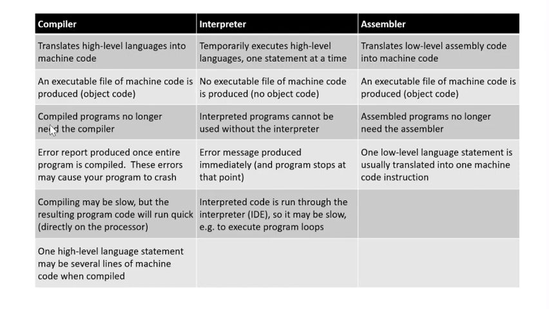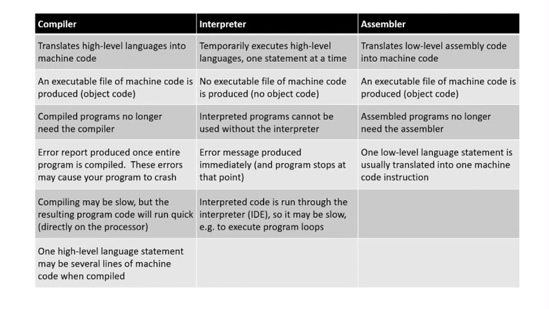Okay, so next. And so sa compiler, compiled programs no longer need the compiler kasi naka-compile na siya. Okay, so hindi mo na kailangan ipadaan ulit sa compiler. While interpreted programs cannot be used without the interpreter, because every time we need to execute that, kailangan i-translate siya ulit. Assembled programs no longer need the assembler. So basically, dahil meron din silang executable file na. Okay? Pero dito, dahil wala siyang executable file, kailangan natin uli ng interpreter para dun sa mga programs na designed for interpreter.